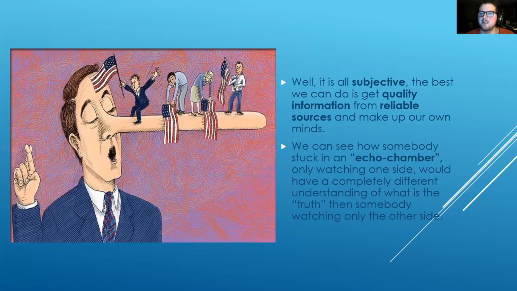We can see how somebody's stuck in an echo chamber. An echo chamber is when you're only getting one side of the story, like you're only following one side of the story. They're only watching one side, would have a completely different understanding of what is the truth than somebody watching only the other side.